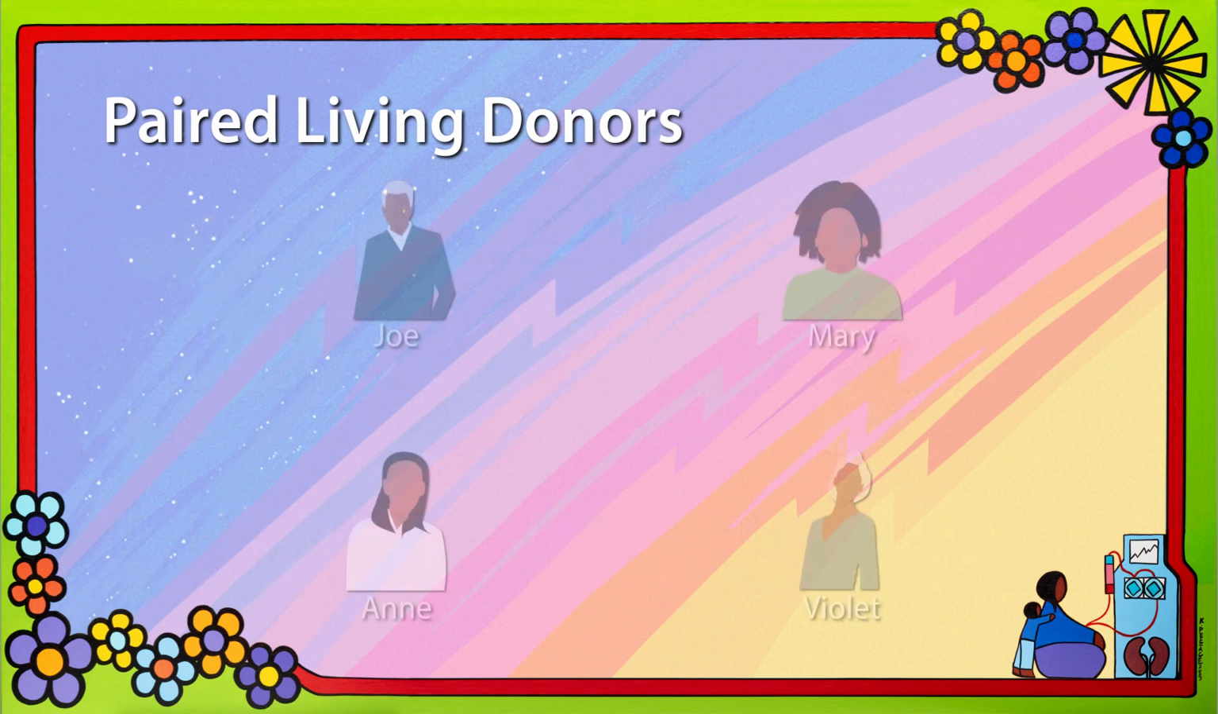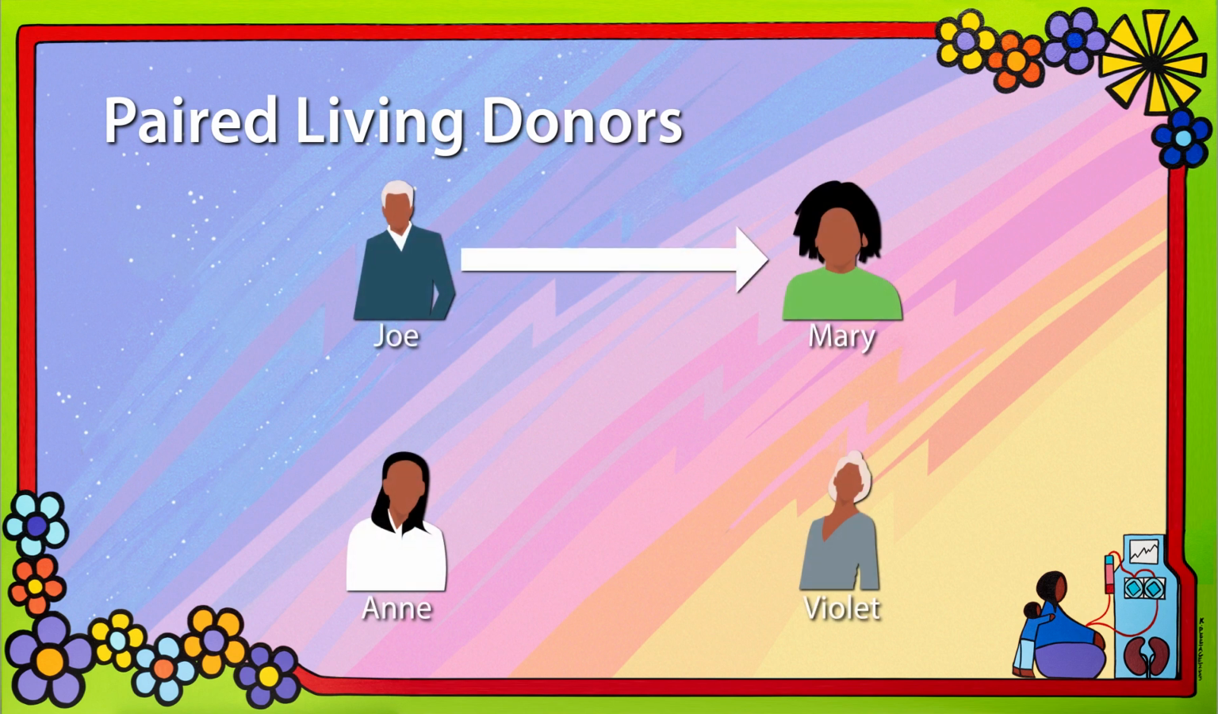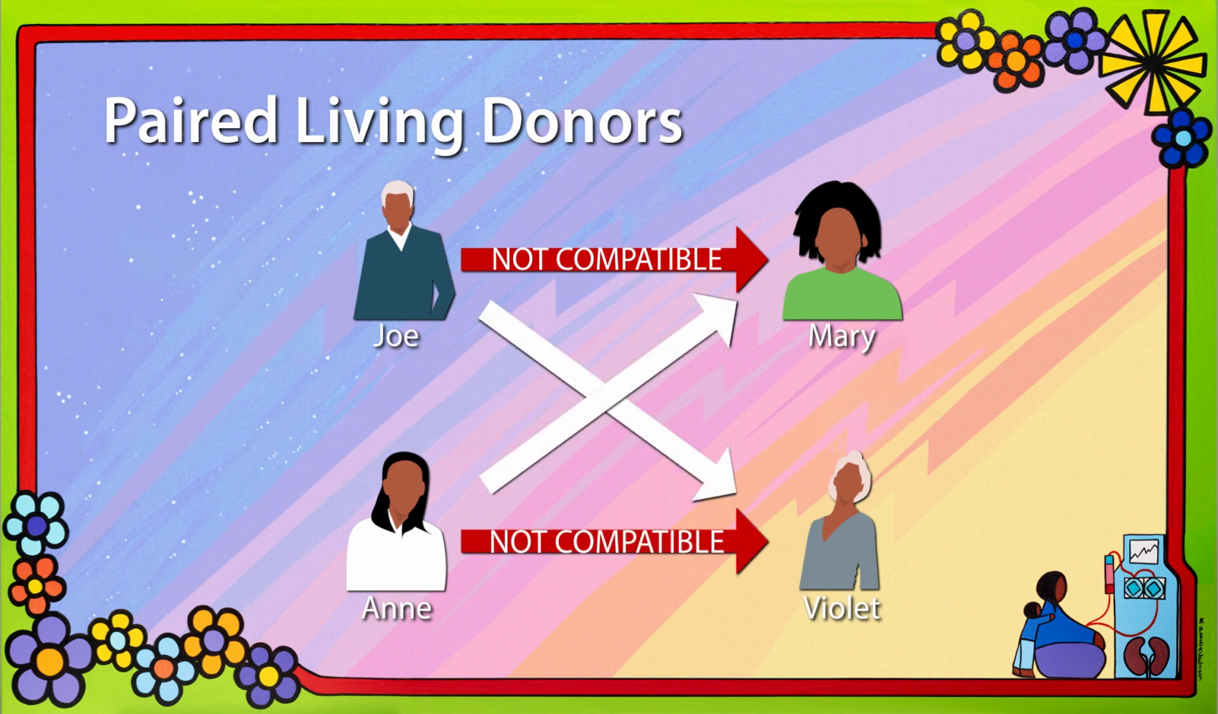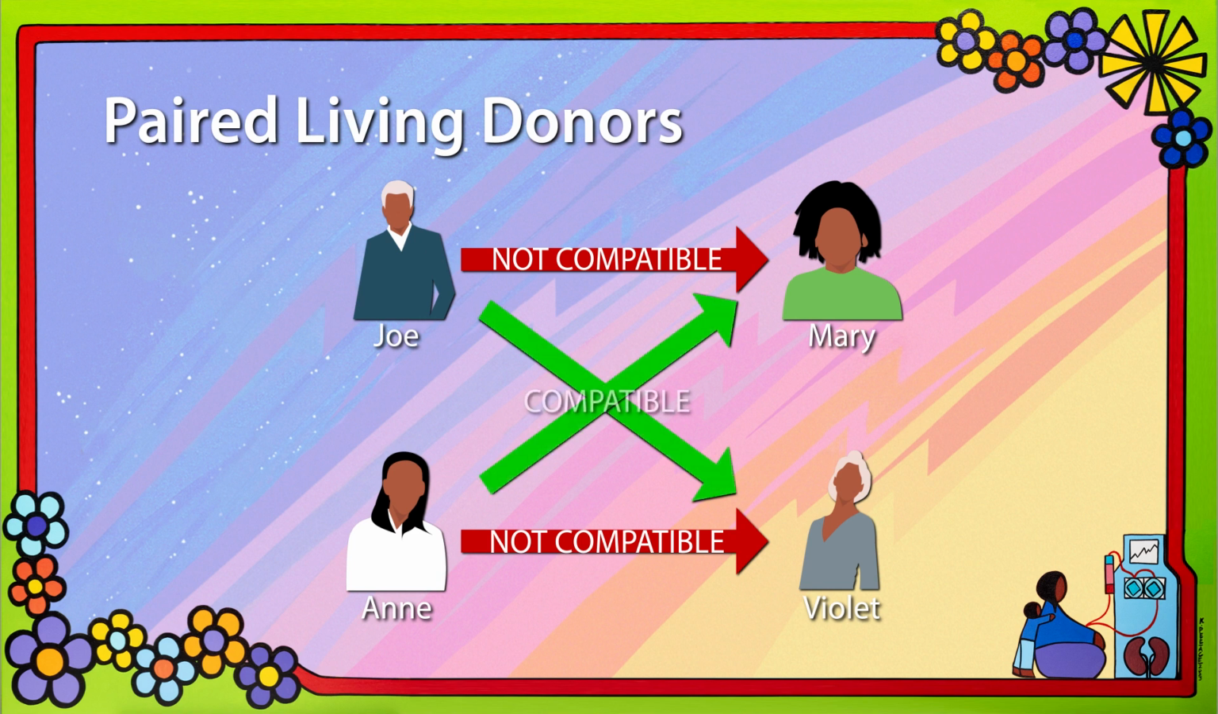To explain, Joe wants to give his kidney to Mary, but they are not compatible. Anne wants to give her kidney to Violet, but they are not compatible. But Joe and Violet are compatible, and Anne and Mary are compatible. So, Joe can give his kidney to Violet, and Anne can give her kidney to Mary. This is called paired living donors. Often, there are multiple pairs in a chain of kidney transplants.